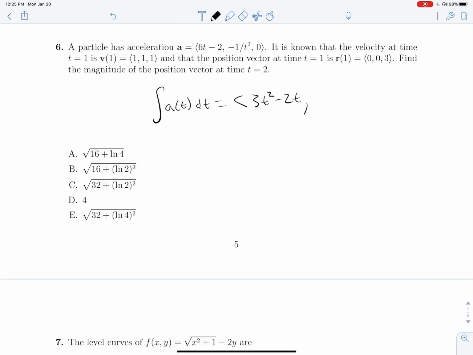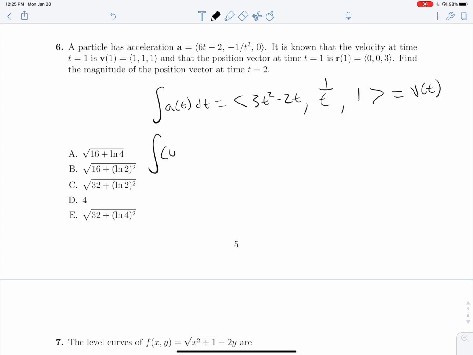For our next component, we integrate and we will get 1 over t. That's a bad t. There we go. 1 over t, and when t is equal to 1, we want this component to be equal to 1. That's already satisfied. And then finally, integrating the z component, so integrating 0, we get 0, and we'll need to add a constant of 1 to match up with v1. So this whole thing is our v of t.